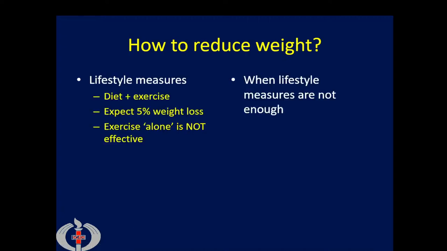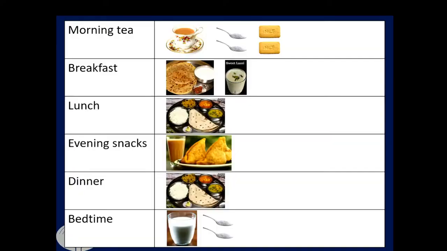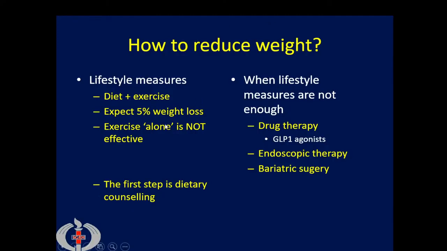There are lifestyle measures like diet and exercise, which we can expect a 5% weight loss. But exercise alone is not enough, and we have to always combine it with diet. But if all these measures fail, then we have to go for drug therapies like GLP-1 agonists, which are now upcoming drugs, or endoscopic therapy, bariatric surgery. But the first step towards counseling of these patients is their dietary counseling.